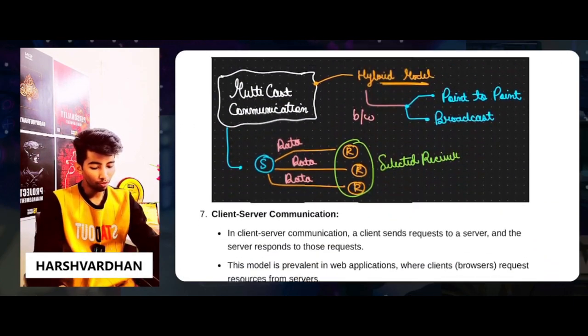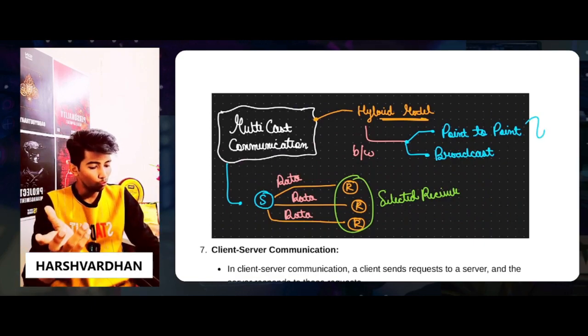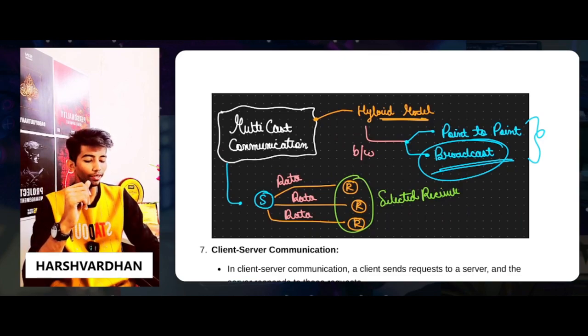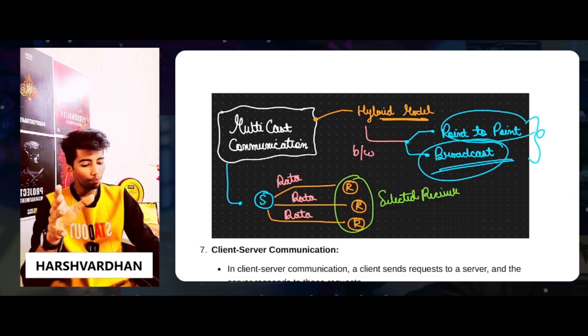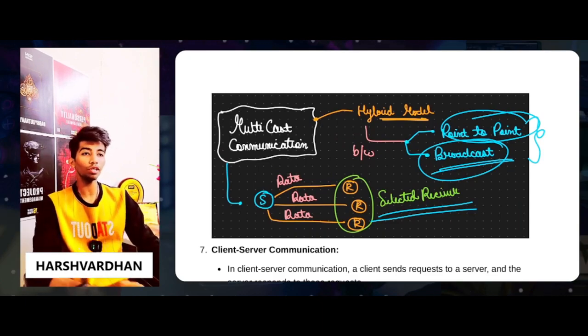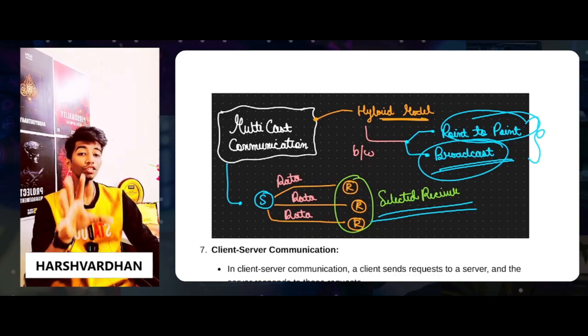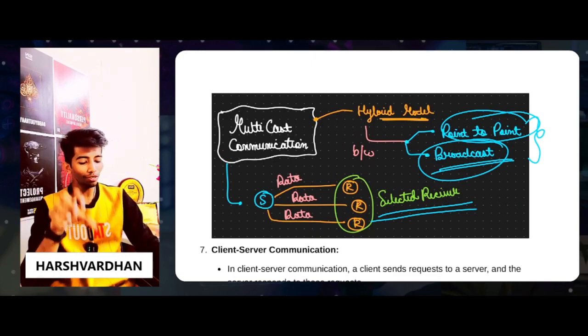Like this, there is also multicast communication. It is a hybrid model of point to point and broadcast. It means it has the broadcast capability of sending data to multiple receivers, and like point to point, you can select the receivers to send to. You can send to multiple receivers at a time, but you can also select which receivers. So this is multicast communication.